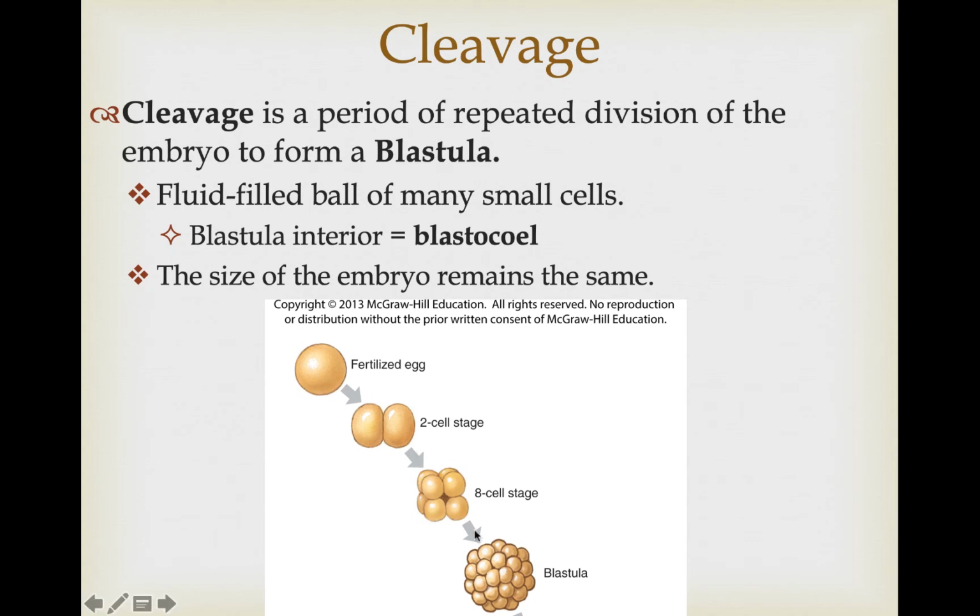Now, during this time period, there really isn't a lot of growth. The size of the fertilized egg, which again more properly is called the zygote, doesn't grow that much to the blastula stage. It's simply taking that material and splitting it into smaller and smaller cells that form this fluid-filled ball.